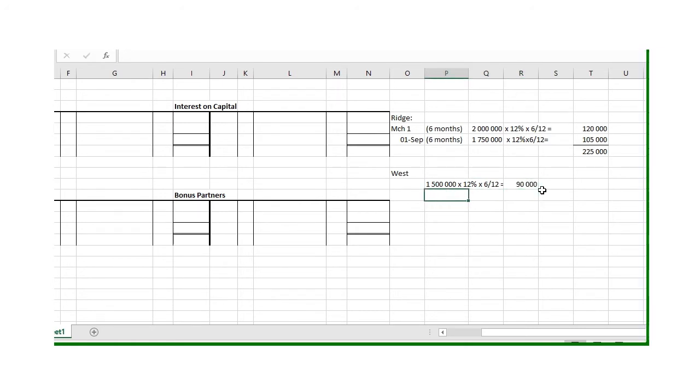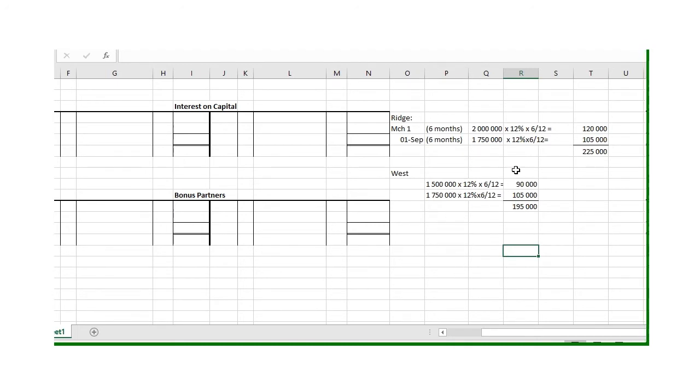And the second time he had 1,750,000 times 12%, also for 6 months times 6 over 12, and that should give me 105,000 because it's the same as what Rich had. If I added the two, it gives me 195,000, which is also the figure that they gave us. So I didn't have to do this calculation, just for interest sake.